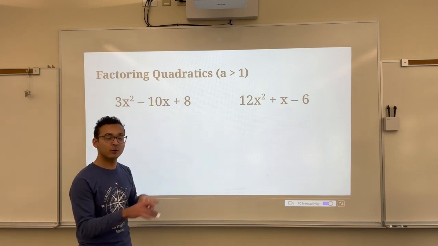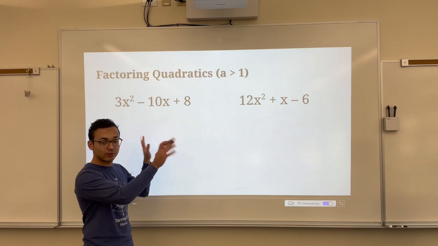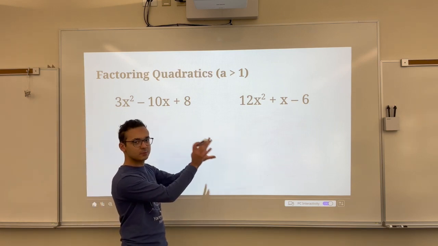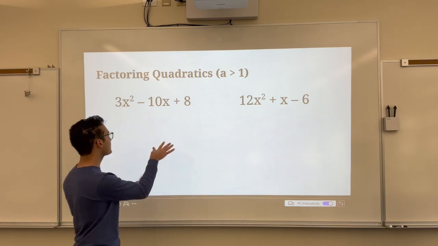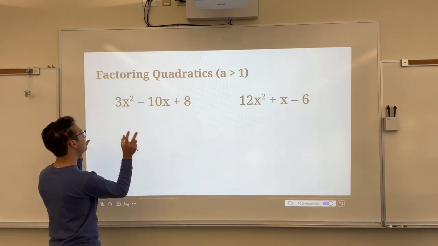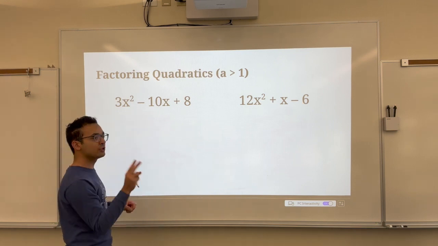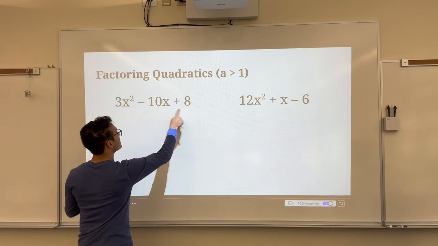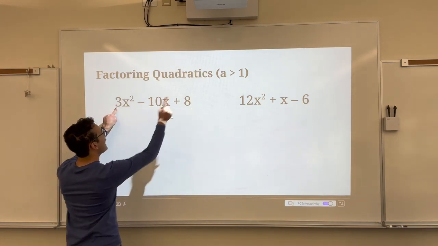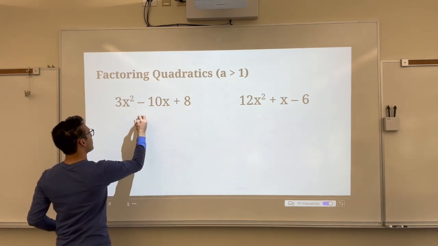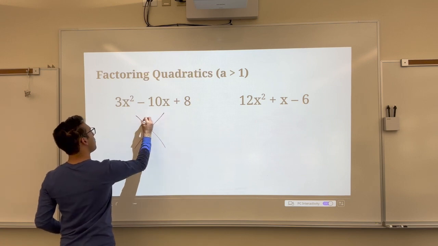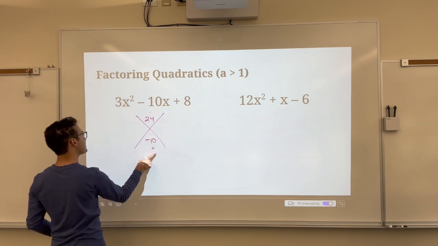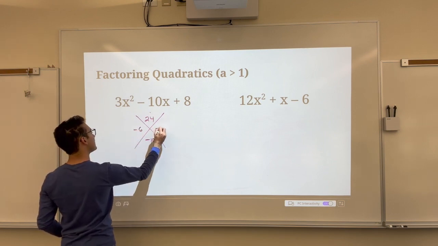Now, it's important to know that both of the methods would work on both of these quadratics. I'm just choosing to do factoring by grouping on this one, and I'm choosing to do slide and divide with this one. So first, let's factor by grouping. So again, it's going to be a similar process where we want to find 2 numbers that multiply to something and 2 numbers that add to something. But instead of just being 8, it's going to be 3 times 8, which is 24. So our 2 numbers must multiply to 24 and add to negative 10. So that's going to be negative 6 and negative 4.